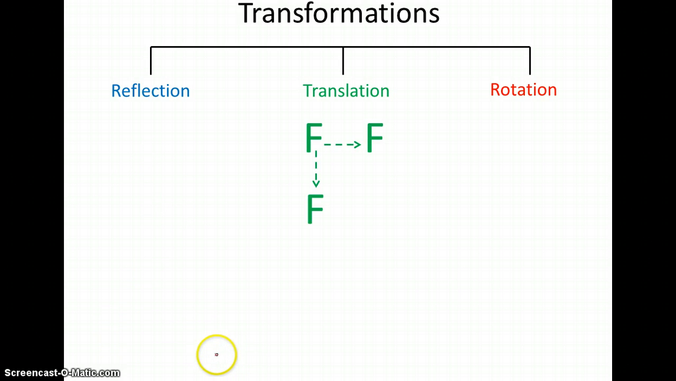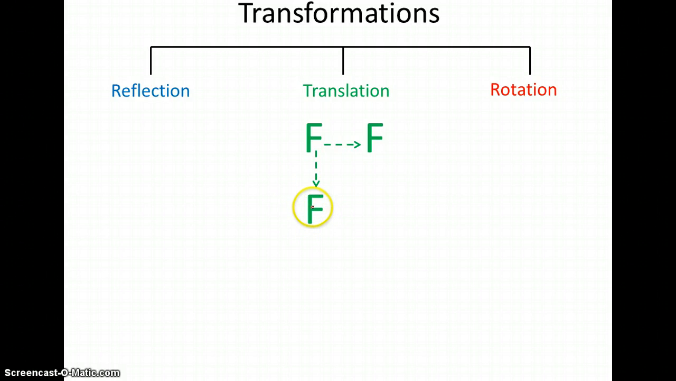For our next transformation, we'll discuss the translation. To translate simply means to slide. So we have our pre-image F here. In one example we see that it slides to the right. This is our image. And also here we've got, if we started with our pre-image F, we could slide it down and this would be our image here.